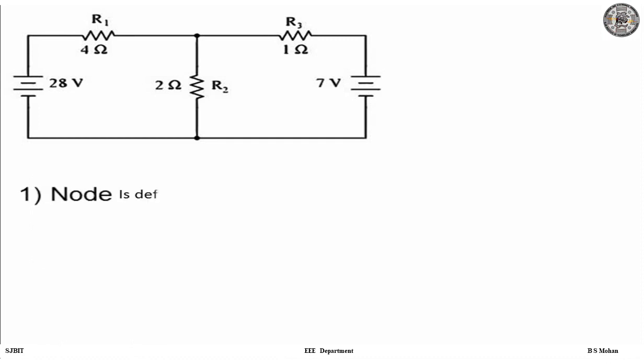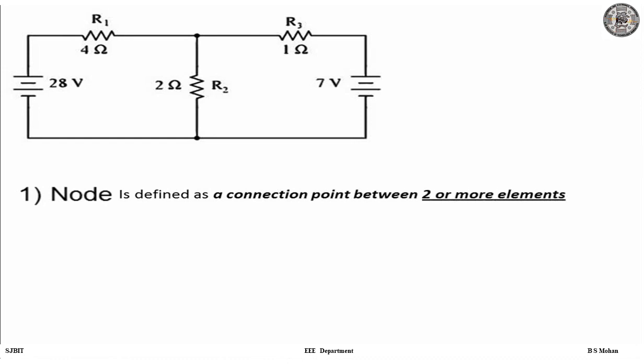Node, what is node? Node is defined as a connection point between two or more elements. So which are the nodes here which forms a connection of two or more elements? So we have marked them here in red dots. Let us name them from A to F.